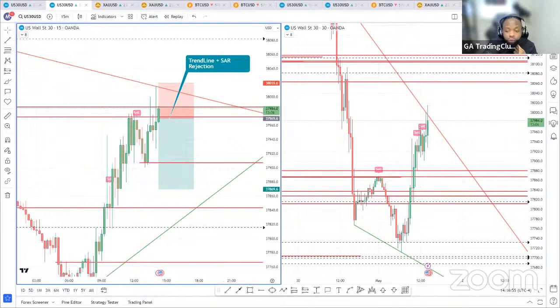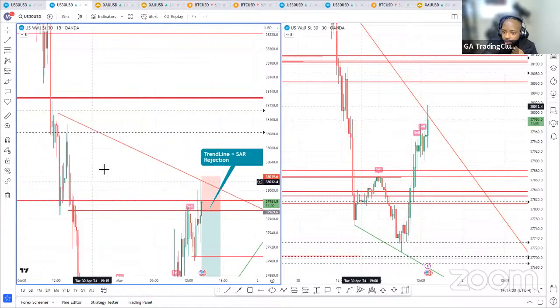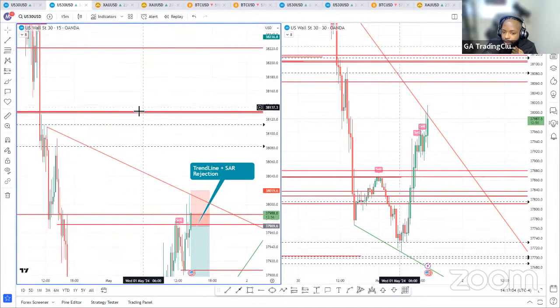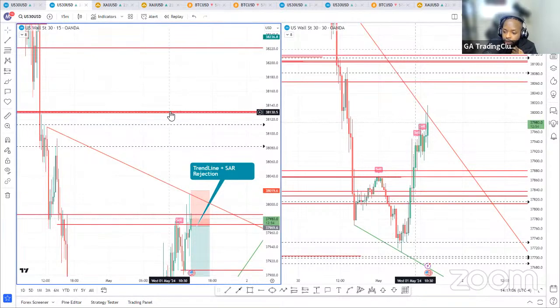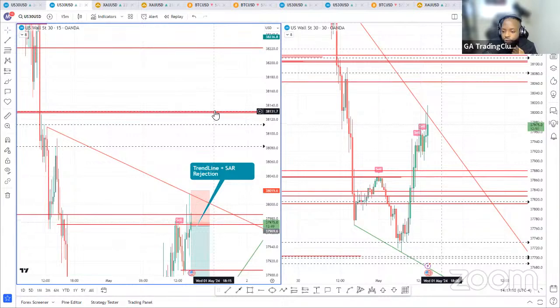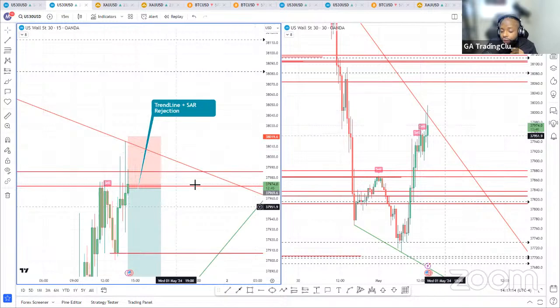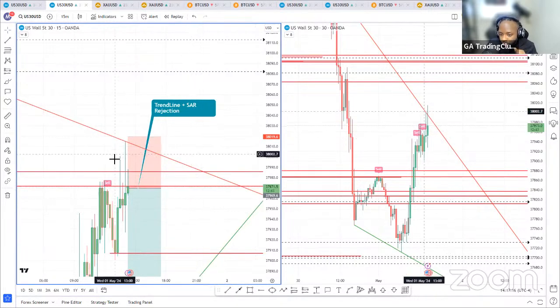If we get stopped out on this one, looking at what other areas we might have. So this area right here. So price might spike all the way up here to 38,130. So this would be the next selling area for US 30 if we get taken out of this, or if this gets taken out.